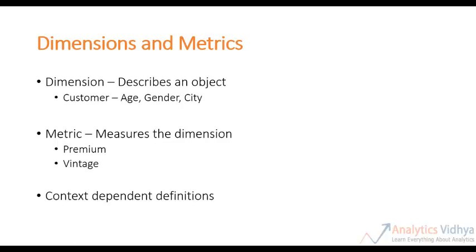A thing to note, dimension and metric are context dependent definitions. It's not necessary that a particular dimension always remains a dimension, or a particular metric always remains a metric. For example, if you want to look at the number of cities on an average where a customer has lived, in this, the city essentially is now a metric.